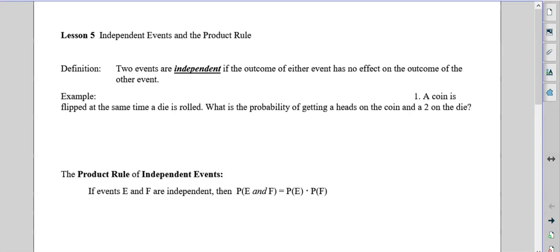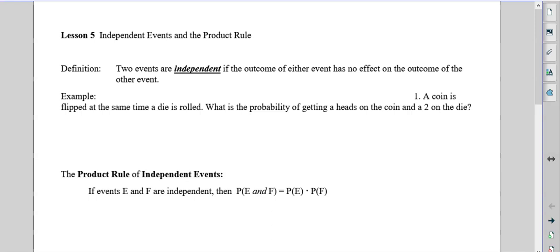Lesson 5. Independent events and the product rule. Two events are independent if the outcome of either event has no effect on the outcome of the other event. So, for example, a coin is flipped at the same time a die is rolled. If you think about it, flipping a coin and rolling a die do not affect each other at all.